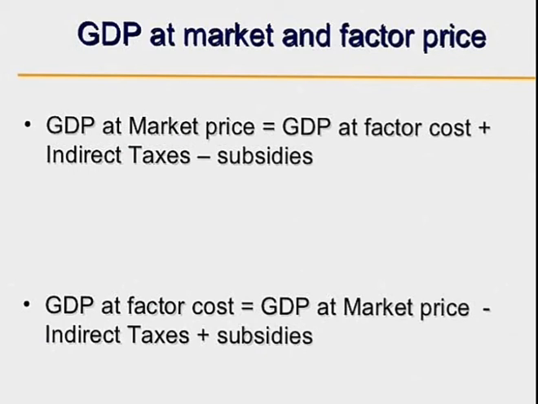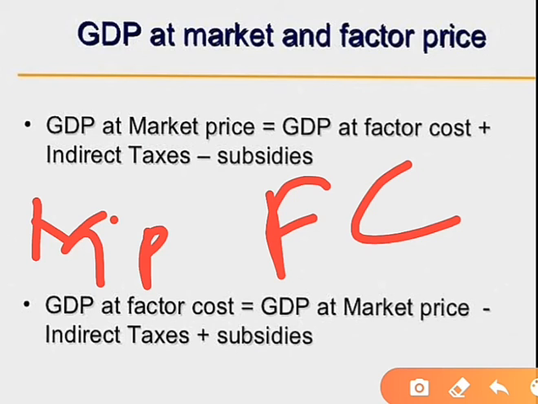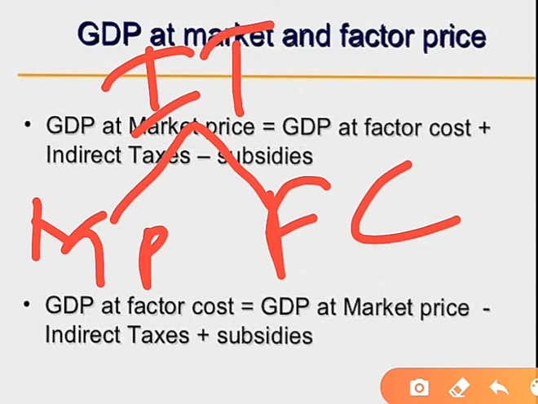So it should be clear here that the difference between the market price and factor cost is only the indirect tax. When we deduct indirect tax from market price, it is converted into the factor cost, and when we add indirect tax to the factor cost, it is converted into the market price.